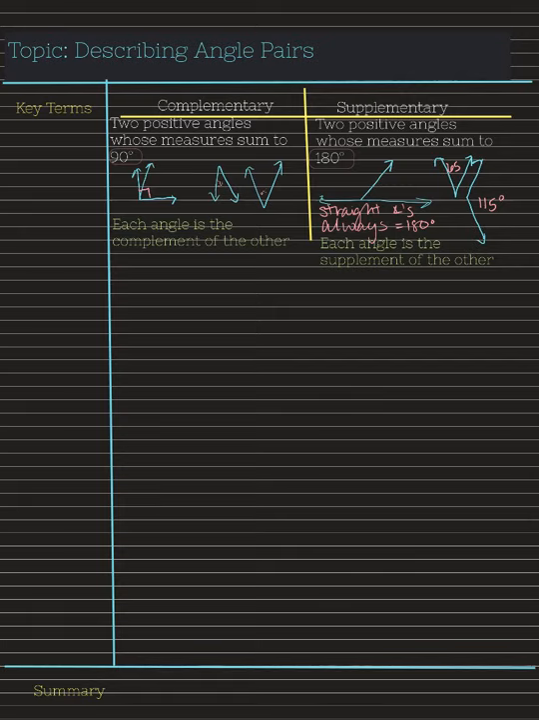I want to make sure that I take note of my key terms. So I have my complementary compared to my supplementary here. And again, I want to touch on the adjacent versus non-adjacent. So adjacent angles are going to share a vertex and a ray, whereas non-adjacent will not share one of those things. So they could connect at a point, but they're not going to have that shared ray.